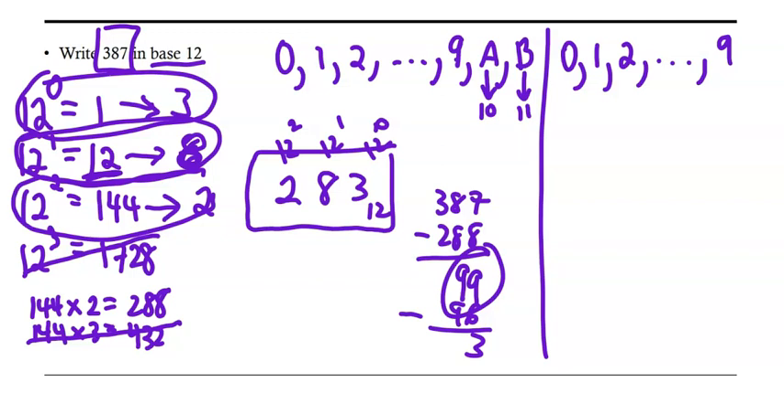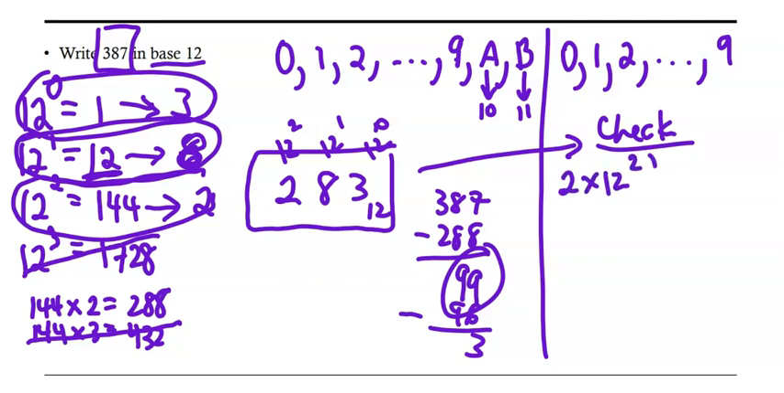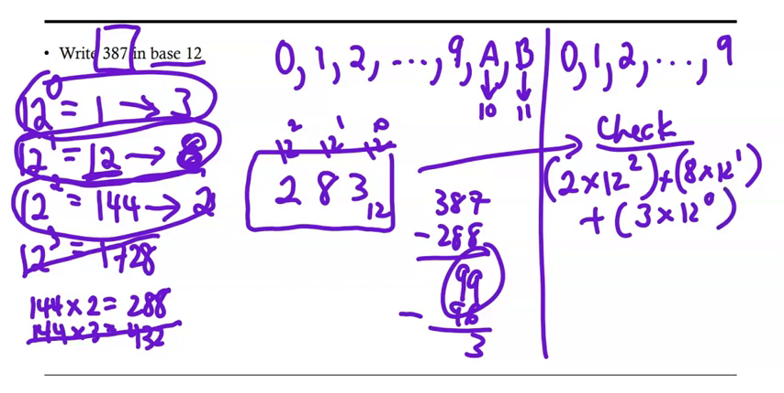It's easy to check these if you think about the way we did the first 2 examples. So I would take 2 times 12 to the second power plus 8 times 12 to the first power plus 3 times 12 to the 0 power. And 2 times 12 squared, well, that's 2 times 144, so that's 288. 8 times 12 is the 96, and 3 times 1, which is 3. And if you add those up, 288 plus the 96 plus the 3, you would get your 387. Checks.